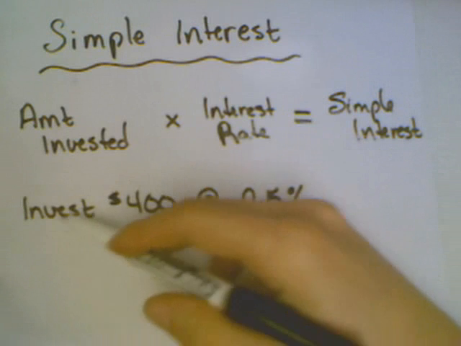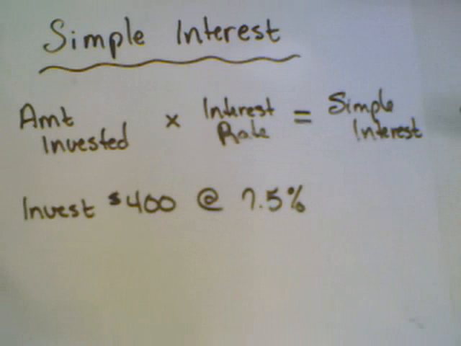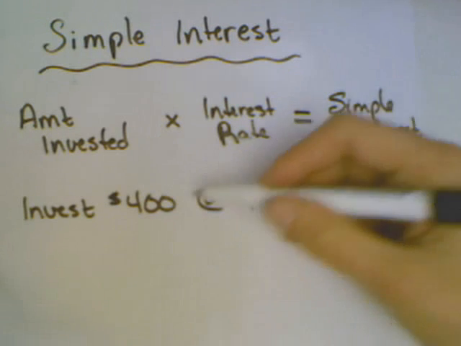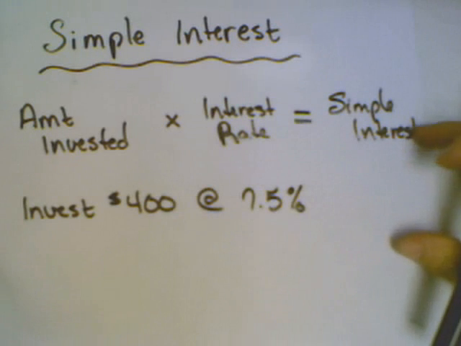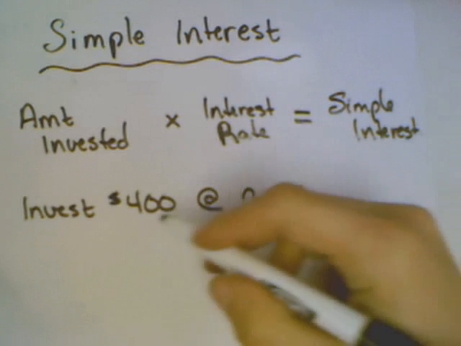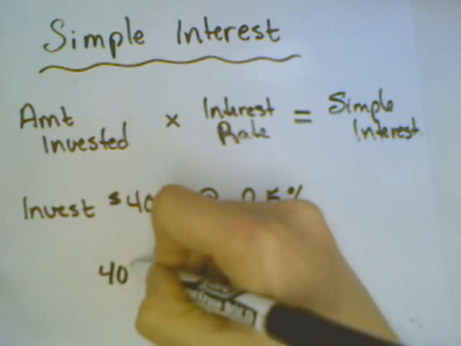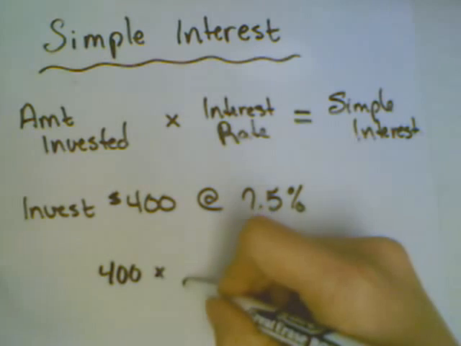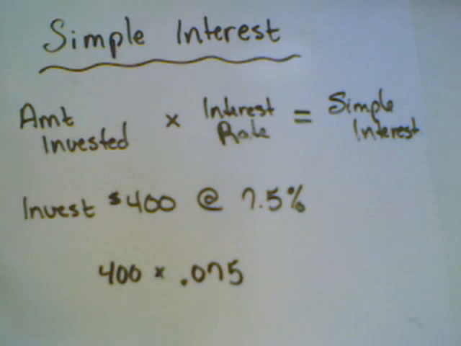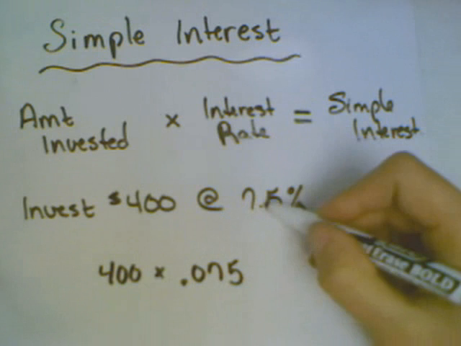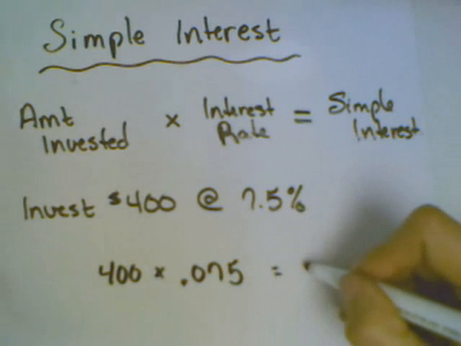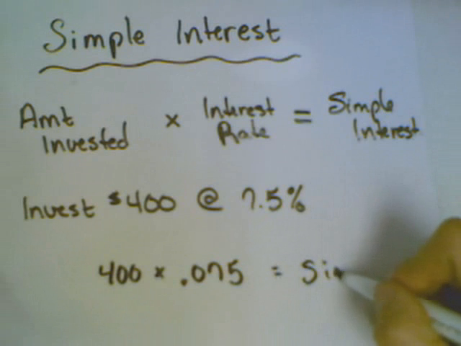So let's say you go to the bank and you put $400 into a savings account, and the bank will pay 7.5%. This situation seems a little bit out there in terms of the real world, but it's just an example. In order to figure out how much simple interest you have, you will put the amount invested times the interest rate, and notice I'm going to convert the interest rate into a decimal. I'm not multiplying by 7.5, I'm multiplying by 7.5%, which as a decimal is written this way. This will tell me what my simple interest is.